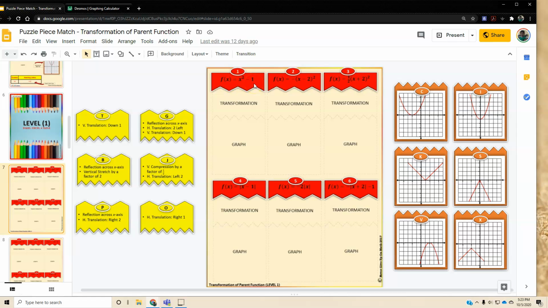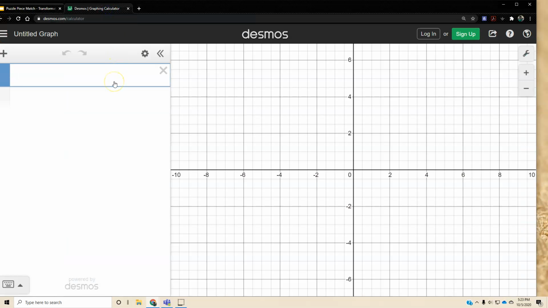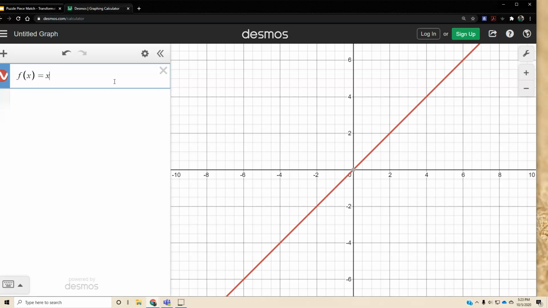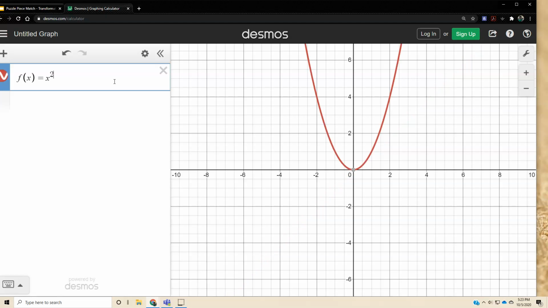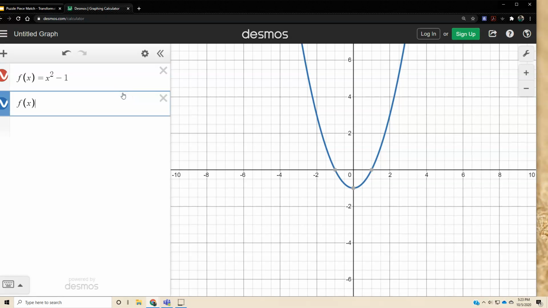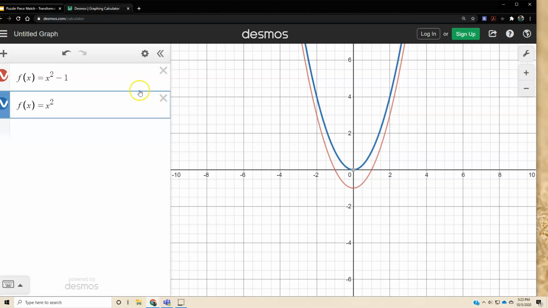So what you want to do is you want to go to Desmos. And you can even type it the way it is there. F of x equals x squared minus 1. And if I were to compare it to the parent function, the parent function is the blue. You notice that it's going to go down 1 unit.